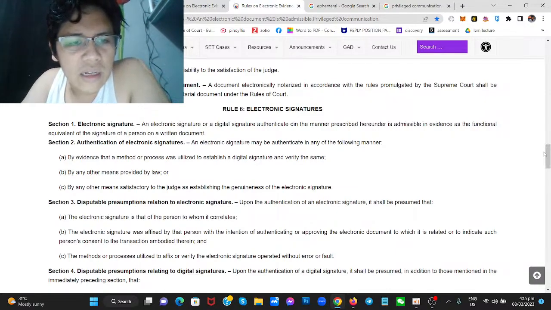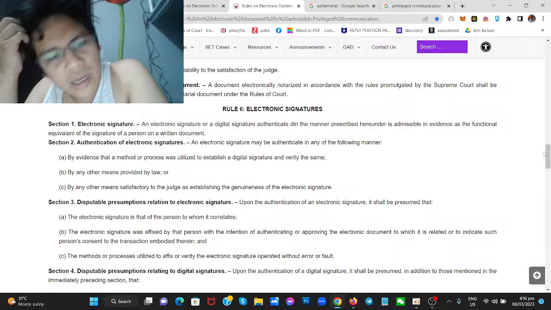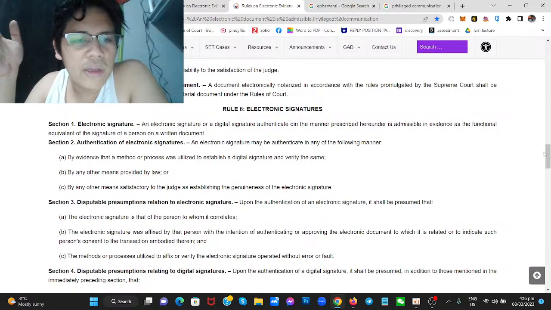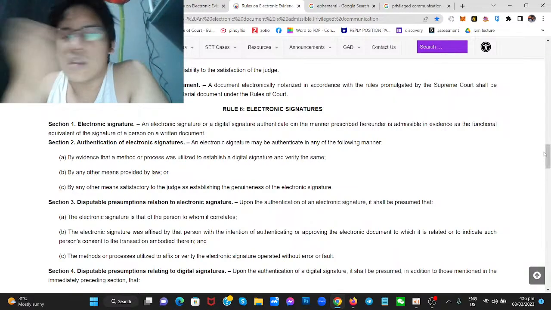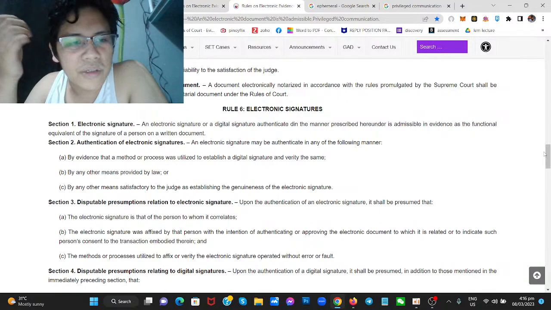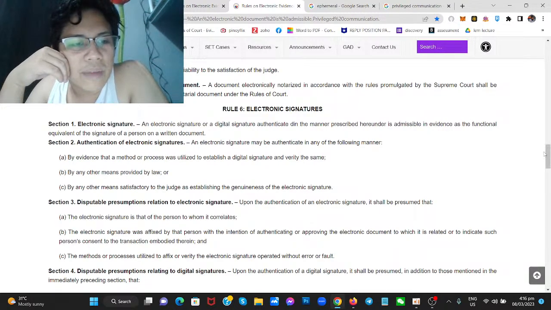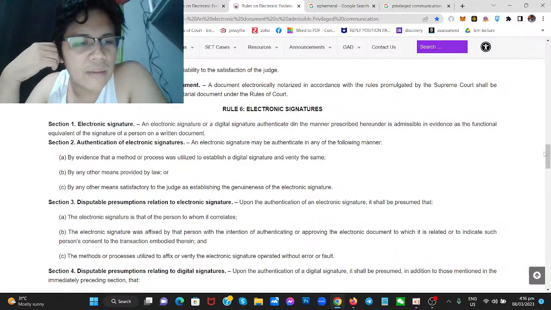And how do you authenticate the electronic signature? It may be authenticated in the following ways: by evidence that a method or process was utilized to establish a digital signature, so maybe a pen, okay? By any other means provided by law, it's very generic. And by any other means satisfactory to the judge, establishing the genuineness. This is very discretionary. So it's always what is provided by law, what satisfies the judge, and proof that the process was established using a digital signature. So what about taking a picture of the person using the pen and digital pad? One could be the example.